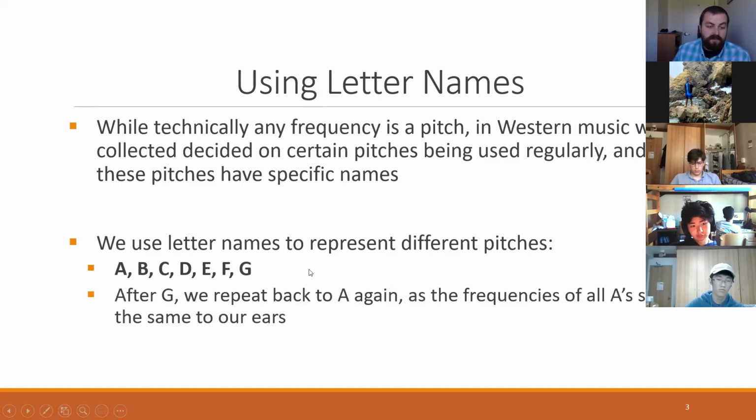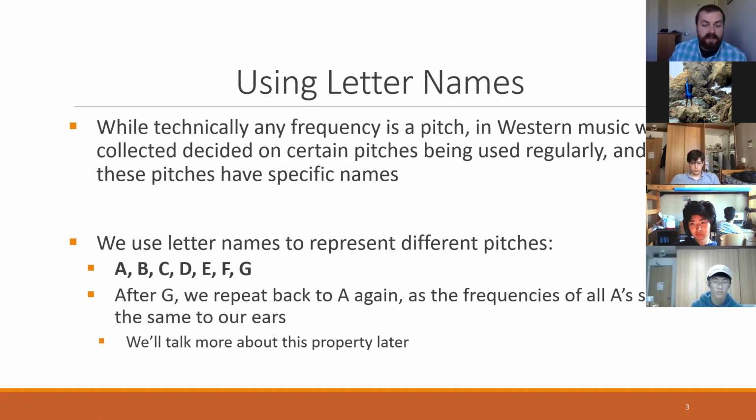So these are the letter names that we use. After G, we repeat to A, and all the A's sound the same. So for instance, once we go from this A to G and then to another A, those two A's will sound the same. One will be lower, one will be higher, but to our ear, they will sound as if they're the same. We'll talk about this property later, but it's a fundamental thing for us that once we cycle through these letters, basically the same pitch in different registers, or what we call different octaves, sound the same, just at different heights or depths.